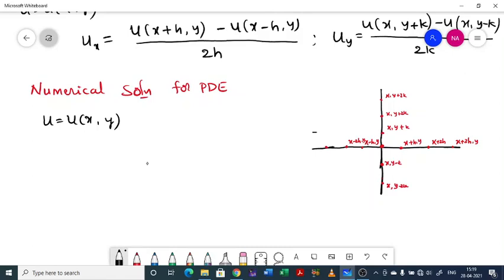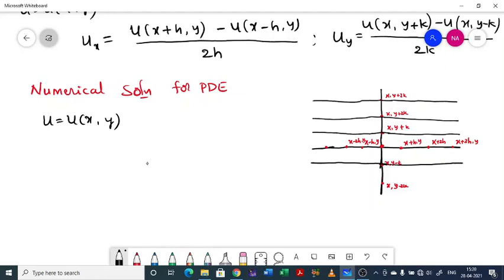Next, let us draw lines like this. So I have to draw rectangular lines. We have to divide the given region, which is itself in a rectangular form, into different small rectangles. So this will be the x-axis and this will be the y-axis, and h and k will be given.